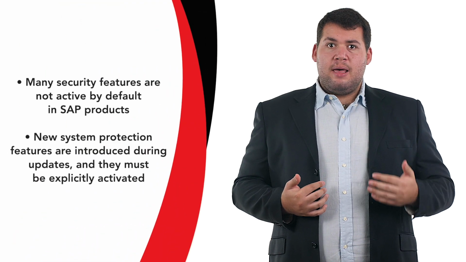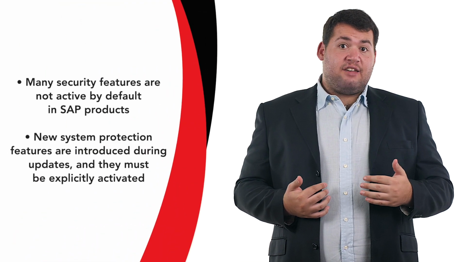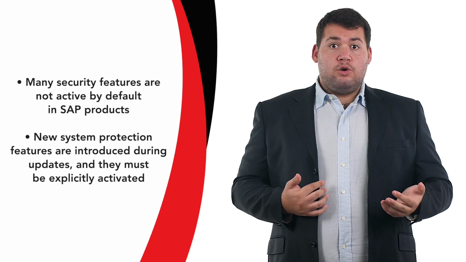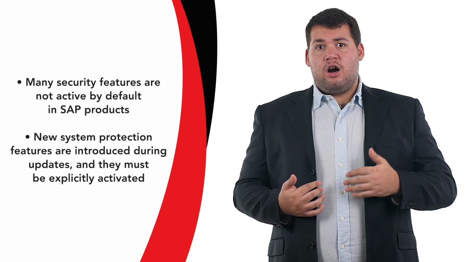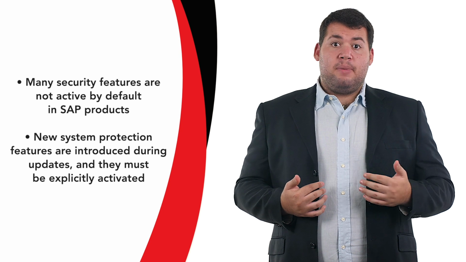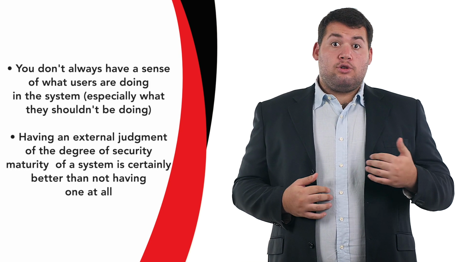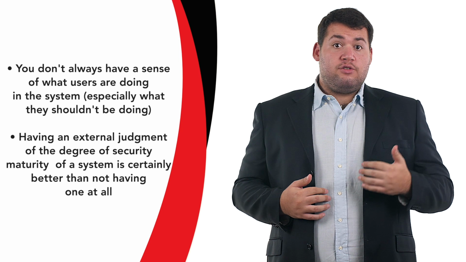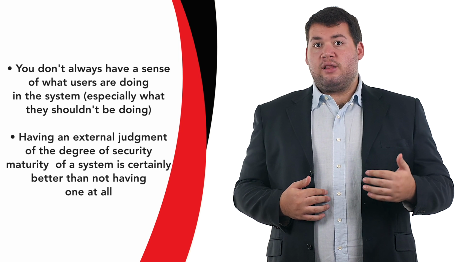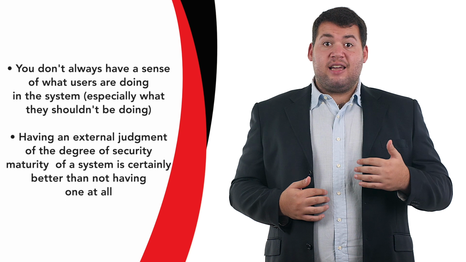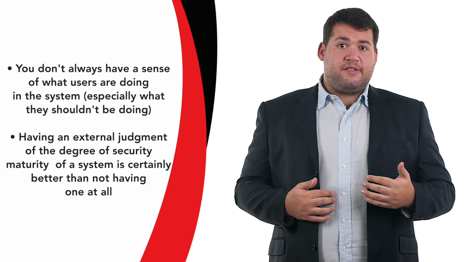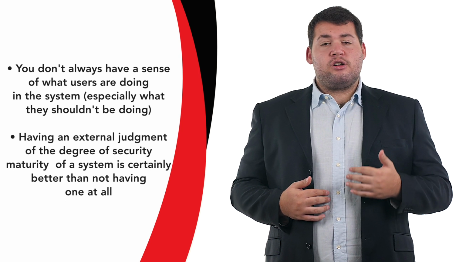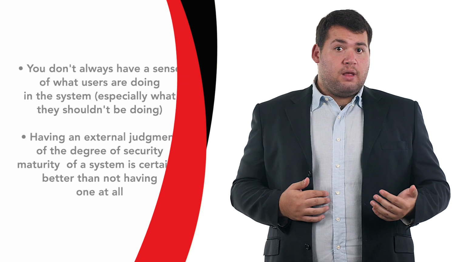For example, many security features are not active by default in SAP products. New systems protections features are introduced during updates, and they must be explicitly activated. You don't always have a sense of what users are doing in the system, especially what they shouldn't be doing. Having an external judgment of the degree of security maturity of a system is certainly better than not having one at all. Often, after installing the system, periodic safety audits of the system do not occur downstream of the project.